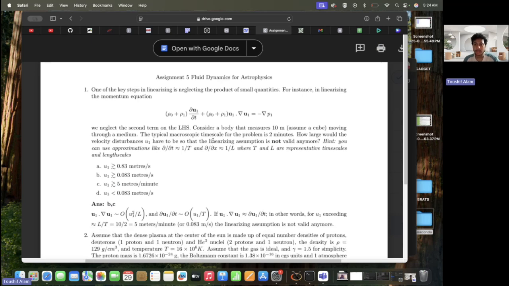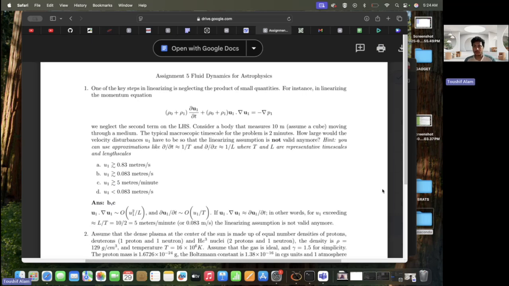The next question says one of the key steps in linearizing is neglecting the product of small quantities. For instance, linearizing the momentum equation: rho naught plus rho 1 times del u1 del t plus rho naught plus rho 1 times u1 dot grad u1 equals minus grad p1.